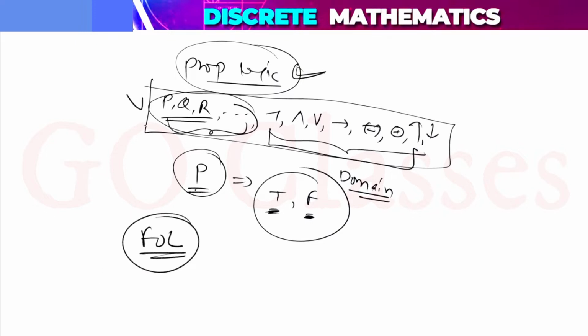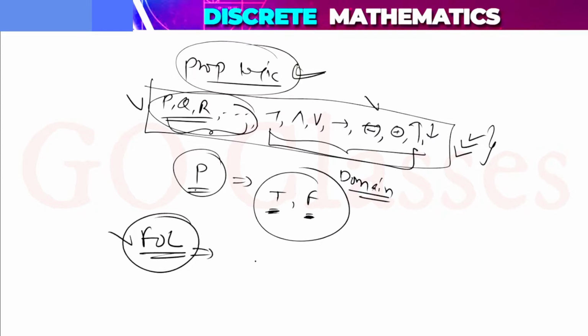This propositional logic is actually a very weak form of logic. Many English statements, many theorems, many results, we cannot write them in propositional logic format. So we need a more powerful form of logic, and that is our first order logic. This is also called predicate logic.